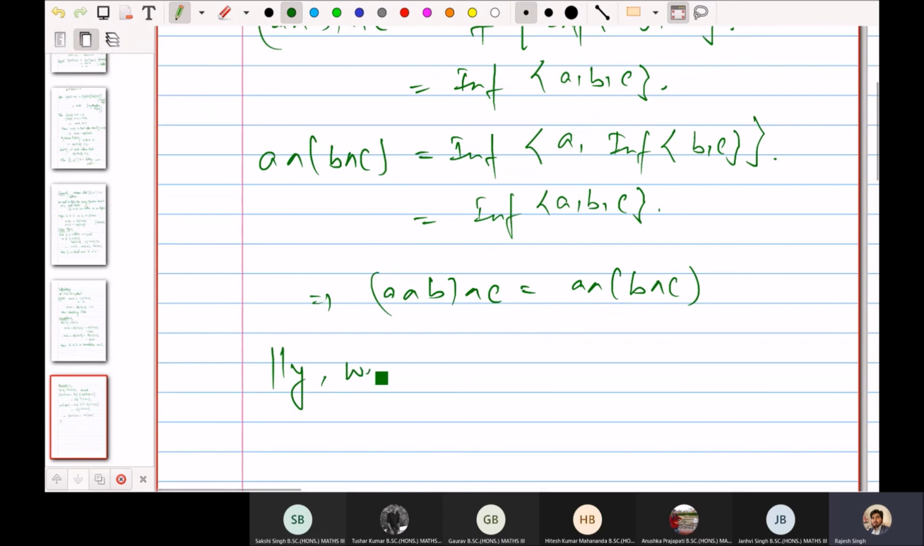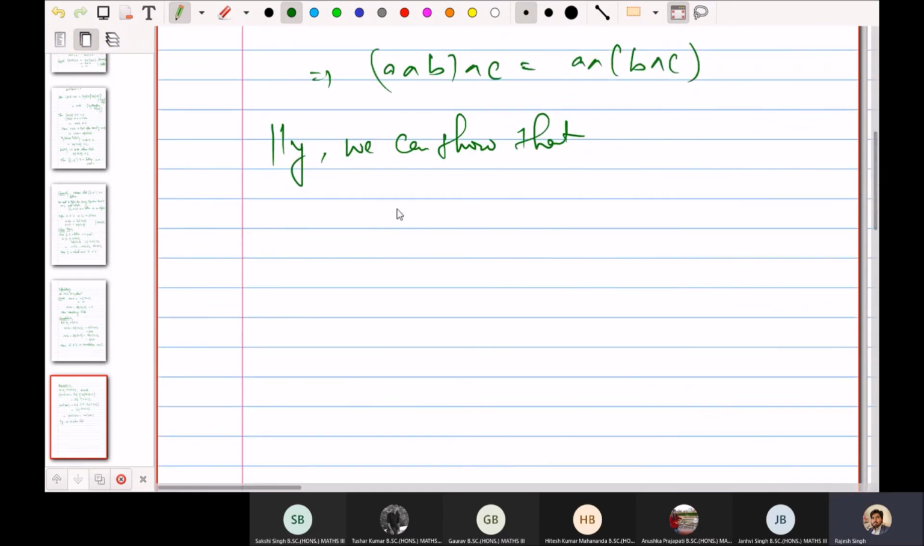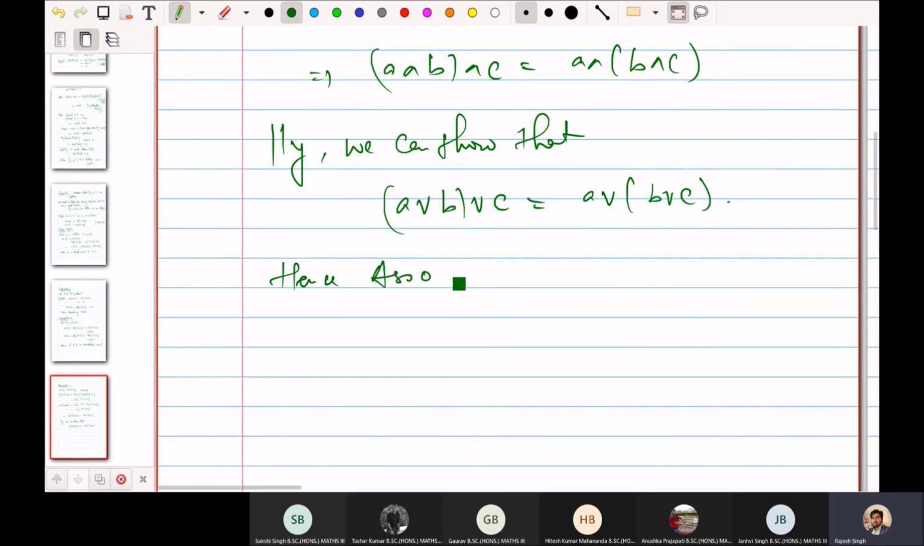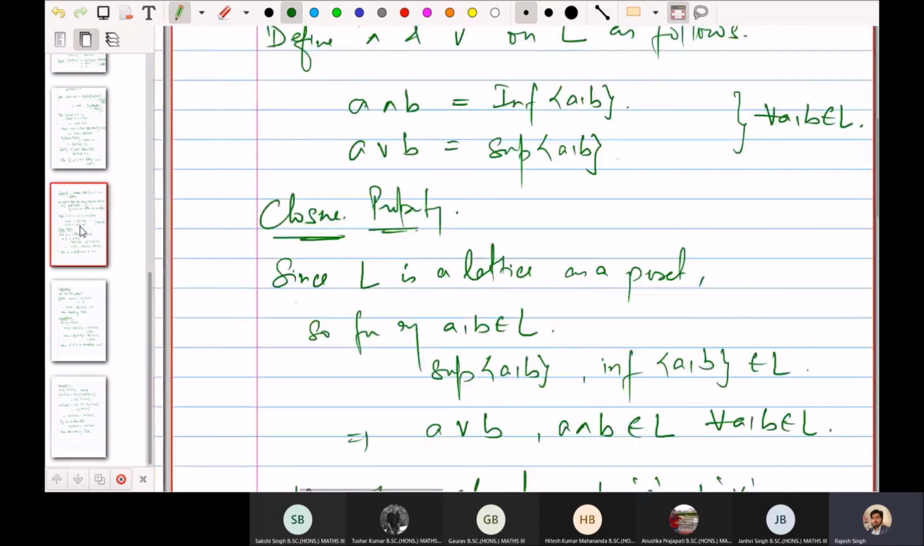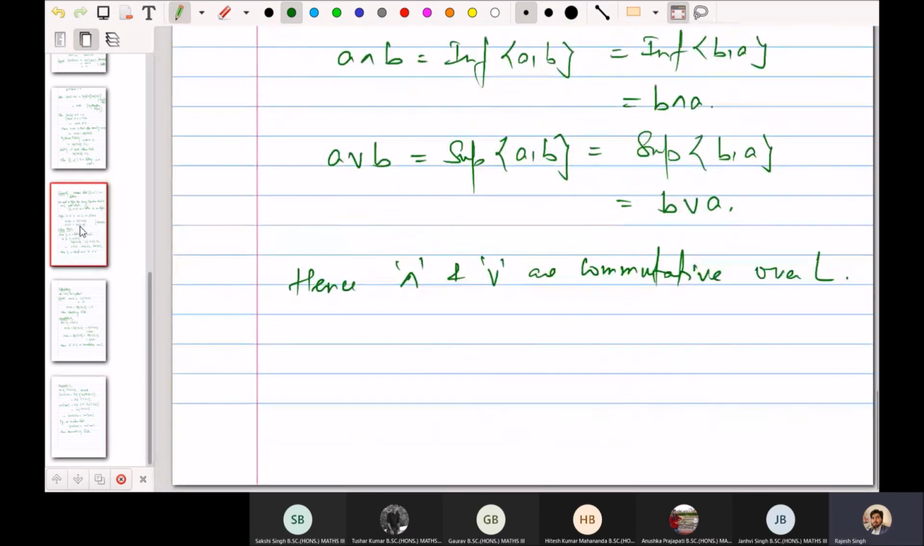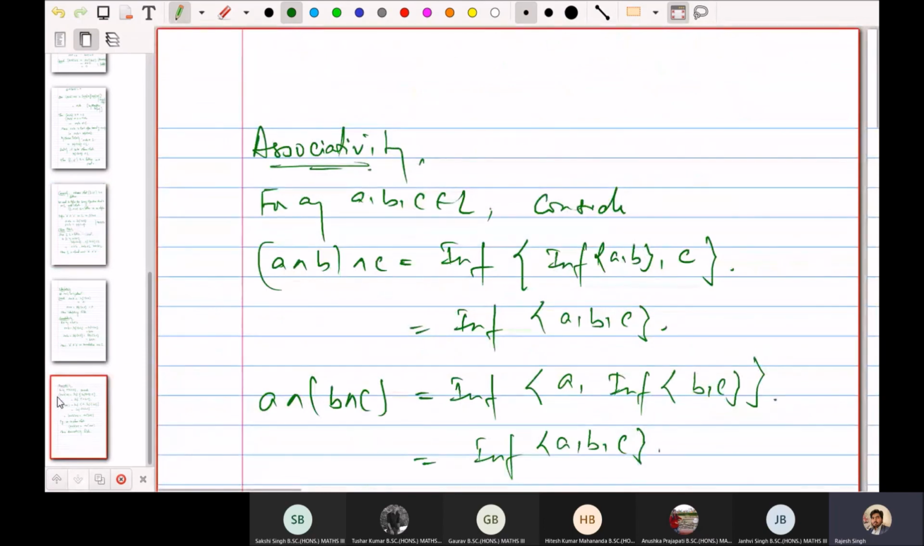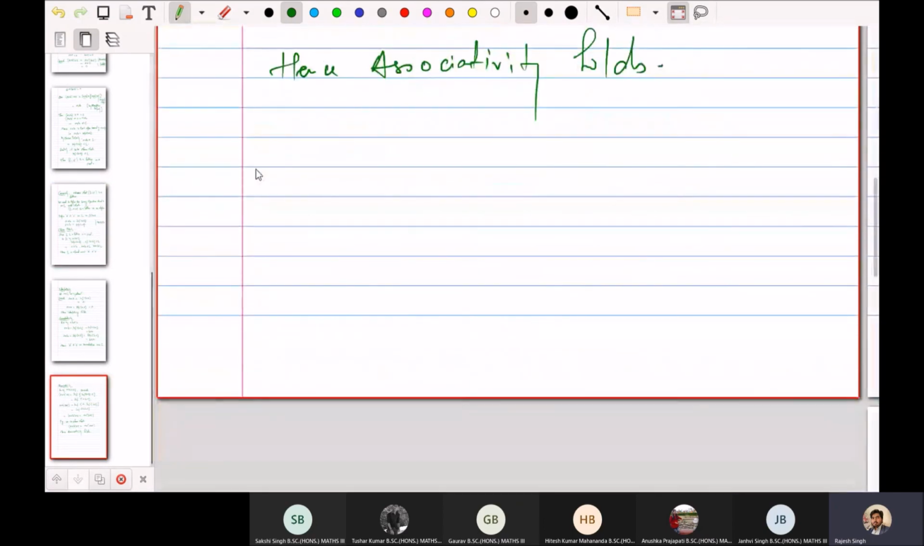Similarly, we can show that A cup B cup C is equal to A cup, B cup C. Hence, associativity holds. So we have shown 4 properties, right? We have shown closure property, idempotency, commutativity, and associativity. Now last property is absorption property.